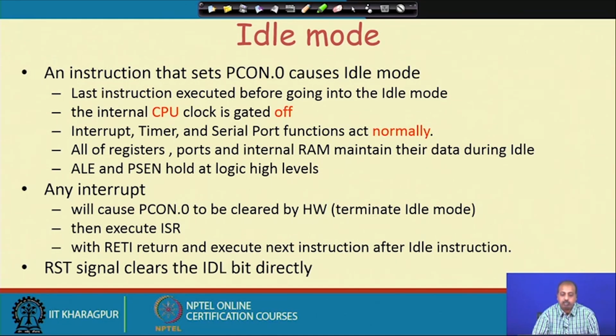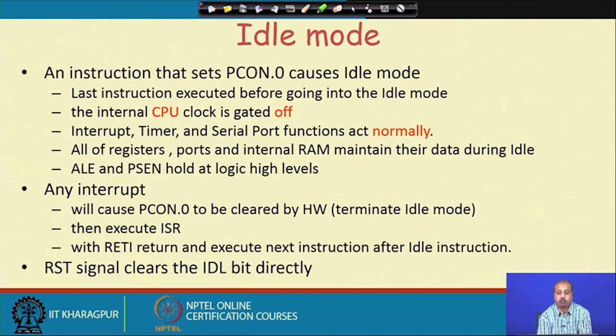before going into idle mode is the last instruction, and after that nothing more will happen. The CPU clock is gated off, so the CPU will not get the clock, and as a result the internal operation will stop. Interrupt, timer and serial port functions act normally. These operations will continue, but only the CPU will not be doing any further instruction processing. It will be idle, but the interrupt, timer and serial port will operate.